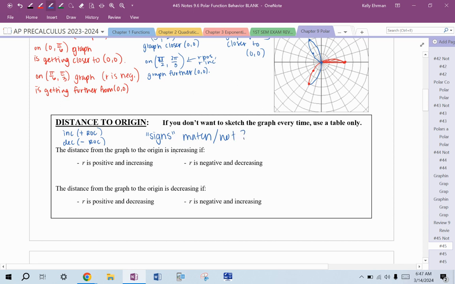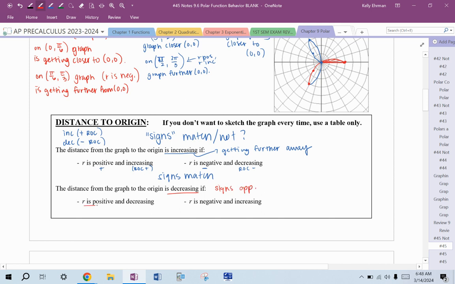So the distance from the graph to the origin is increasing, meaning getting further. I always mess this up. Is it further or farther? I don't know. Getting further away. If R is positive and increasing, which means the rate of change is positive, or if R is negative and the rate of change is negative as well, so the graph is decreasing, in this case the signs match. Then you're going to be driving away from the origin. You're accelerating. That's how I think about that. Distance from the graph to the origin is decreasing, basically, if the signs are opposite.